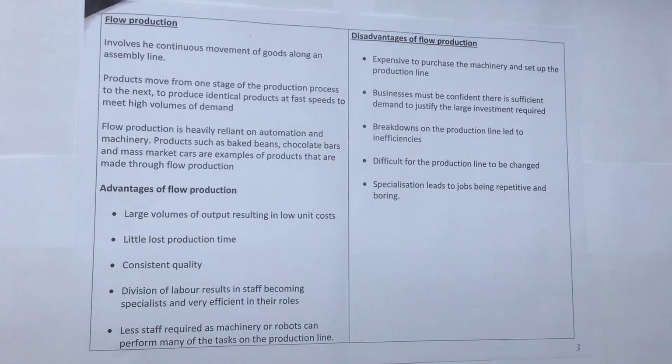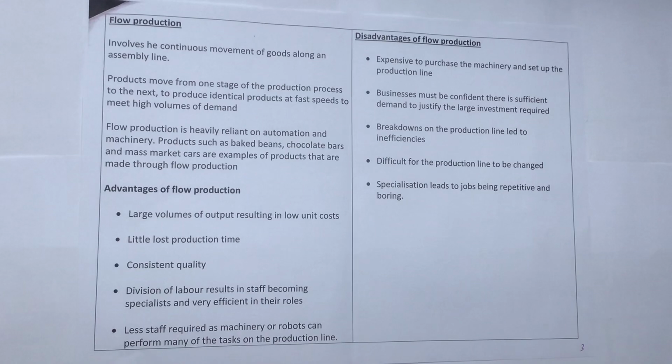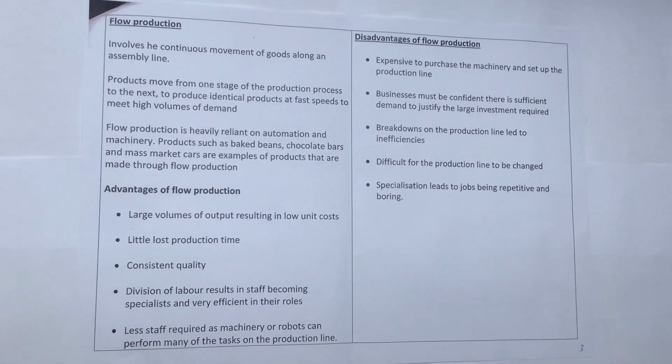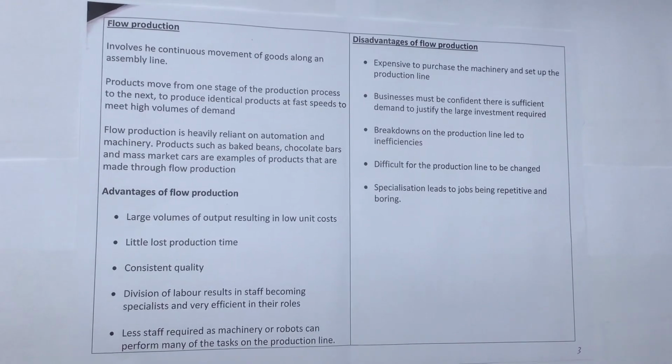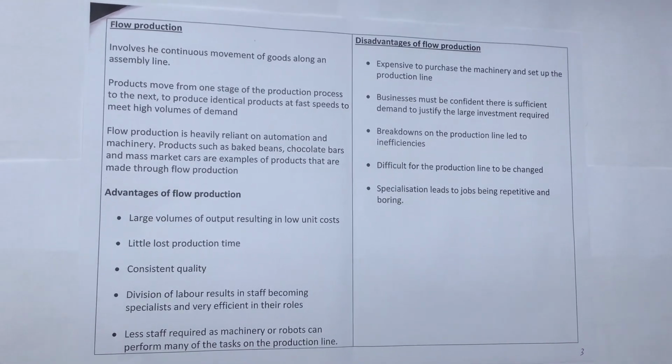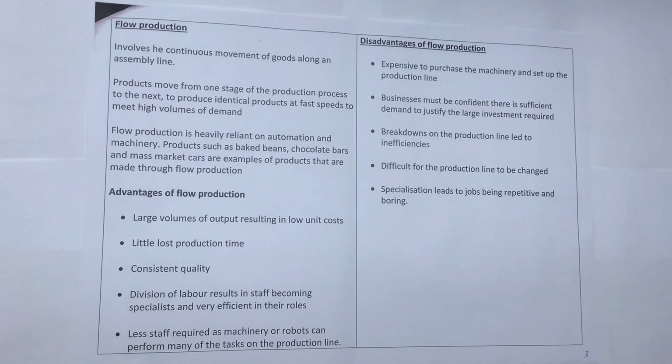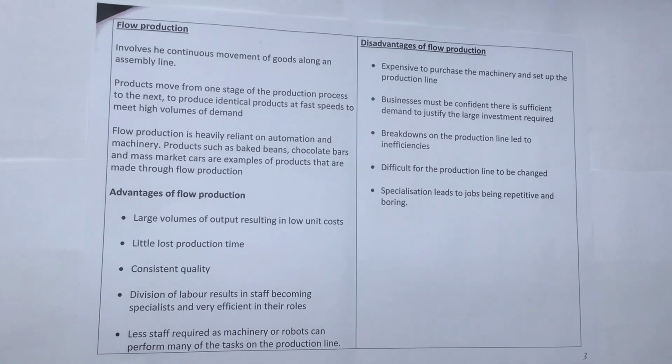Advantages of flow production are large volumes of output resulting in low unit costs because costs are spread over bigger quantities. Little lost production time. Consistent quality. Division of labor results in staff becoming specialists and very efficient in their roles. Less staff required as machinery or robots can perform many of the tasks on the production line.